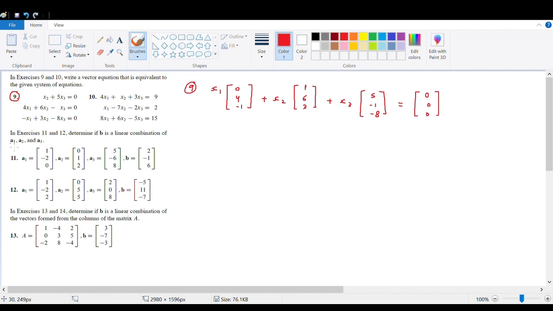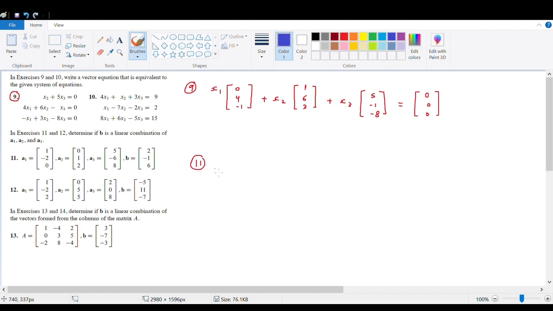If we are asked to determine if it is a linear combination, that means we need to check: is the system consistent? If the system is consistent, that means b is a linear combination. Otherwise, it will not be a linear combination of the given vectors. So let us do number 11 here.